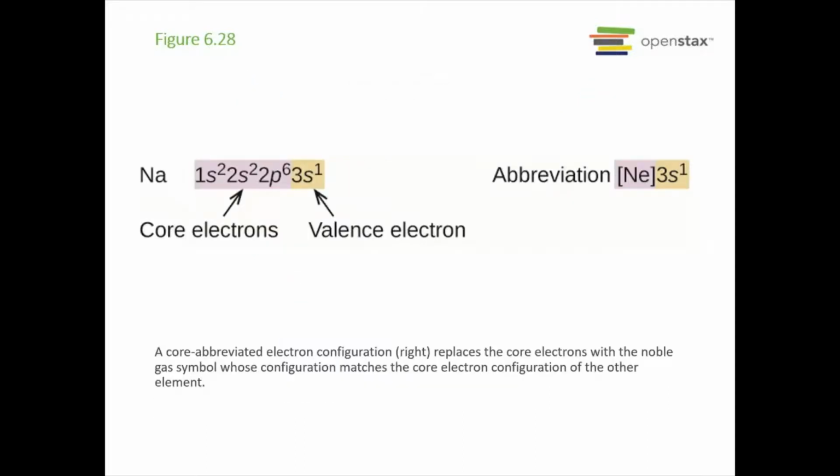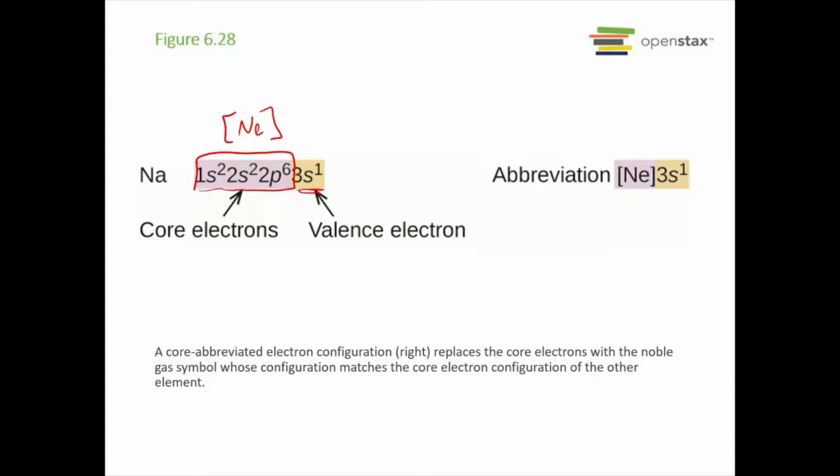So here's an example of going from a full configuration to an abbreviated configuration. Sodium here has 11 electrons. And when we start filling it in, 1s2, 2s2, 2p6, this is the same as neon. Okay, so neon is right before it. Element number 10, it's a noble gas. So that is the closest noble gas to sodium. So we have neon and then 1 extra electron, a valence electron of 1.